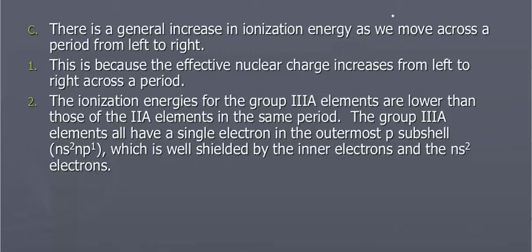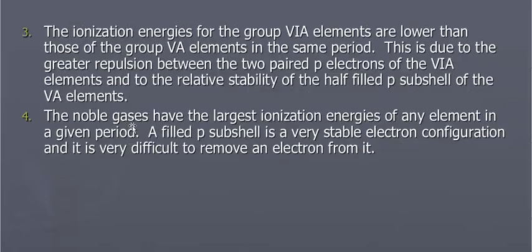The ionization energies for group 3A are lower than group 2A. That's one of the exceptions. And the other exception is the ionization energies for group 6A are lower than those for group 5A. And this is due to the relative stability.